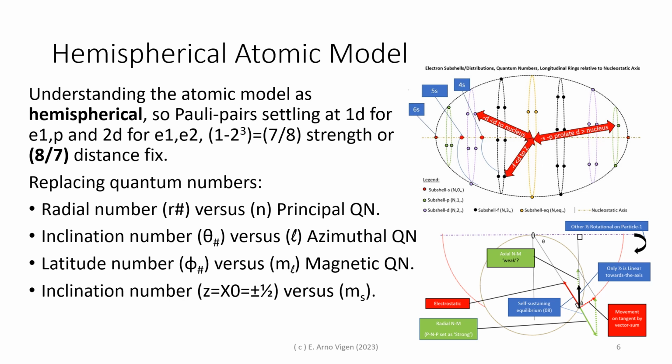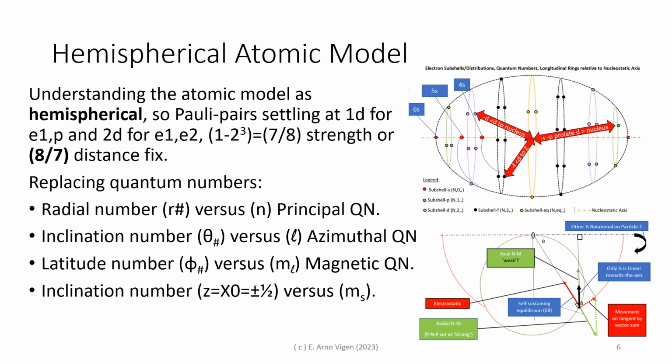You're now back to, when you do this pairing, an orbital or Pauli pair is then a sphere, and we can apply the normal Gaussian distributions and such. So I replace quantum numbers with actual hemispherical numbers, hemi-quantum numbers. So the first number is the radial, that's the number of layers starting at 1. The inclination is the angle relative to the equator starting at 0.